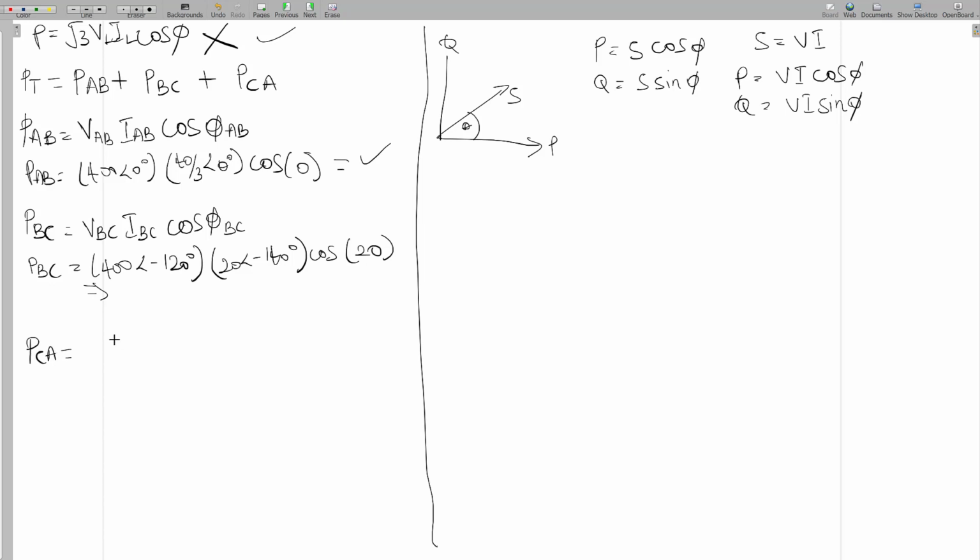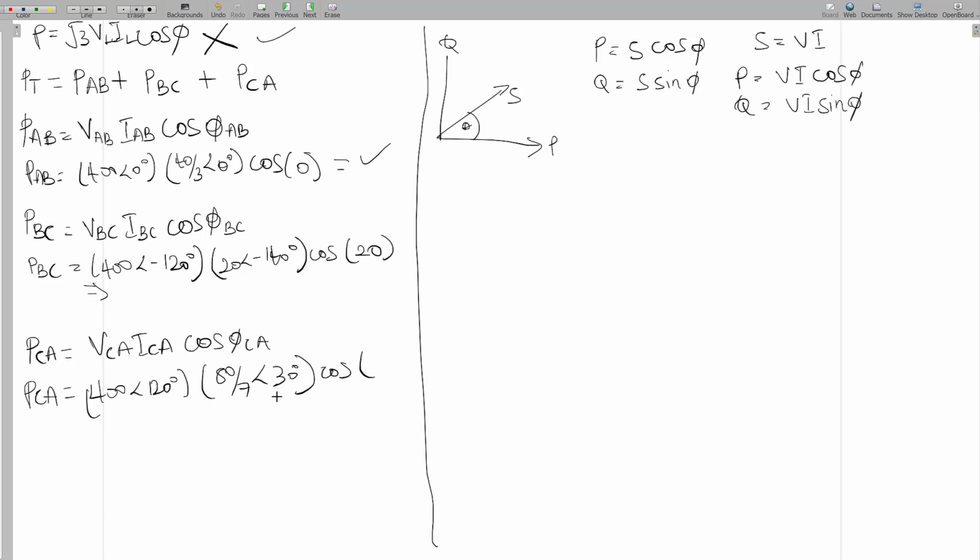And the last one is the power at CA. Similarly, it should be the voltage at CA, the current at CA, and the cos of the angle between the voltage and the current. So PCA, the voltage at CA, we had 400 angle 120 degrees. The current CA, we had 80/7 angle 30 degrees. So the angle between 120 and 30 is 90 degrees. So if you compute this, you should get the power PCA, and you add them, you should get your total active power.